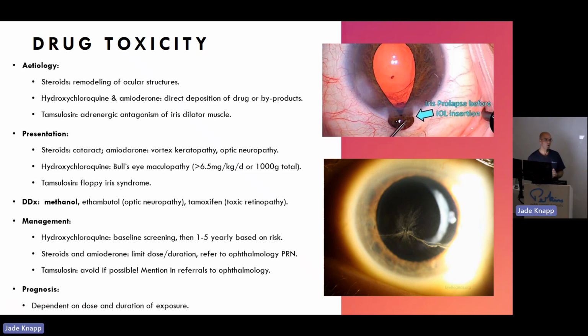Prognosis really depends on how long and the dose. So if someone's been on Plaquenil at a high dose for long enough, eventually it's likely that they're going to get macular toxicity. These days it's less common, thankfully, because referrals are not too bad.